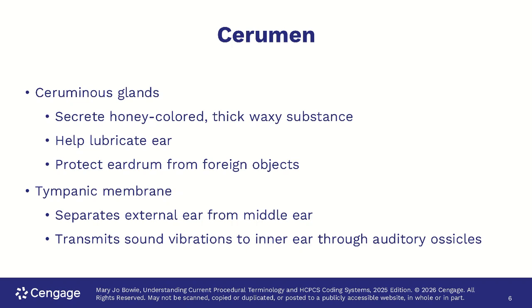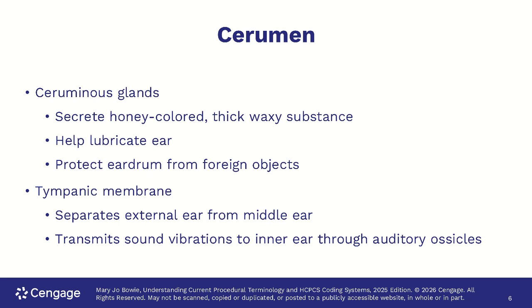Cerumen. You ever heard of ear wax? So, within the external auditory canal are sweat glands called ceruminous glands that secrete a honey colored, thick, waxy substance known as earwax or cerumen. Cerumen helps to protect and lubricate the ear, and in combination with the hair, the cilia, the cerumen helps protect the eardrum from foreign objects.